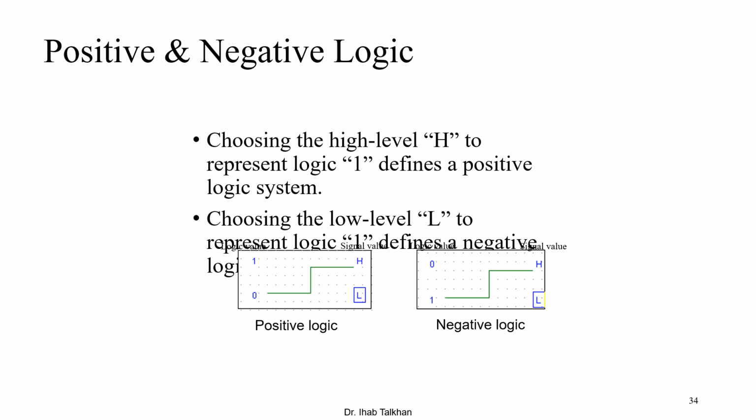In this slide, just as in math we have positive signal and negative signal, in logic we also have positive logic and negative logic. When we choose a high level H to represent logic 1, it defines a positive logic system. Choosing L to represent logic 1 defines a negative logic system. As you can see in this figure, if 1 is high and 0 is low, this is called positive logic. When 0 is high and 1 is low, it is considered negative logic.